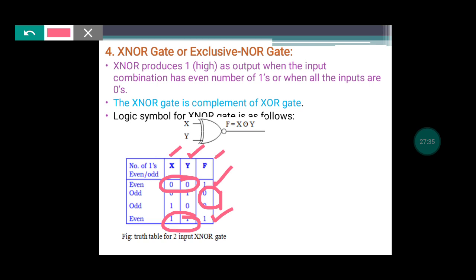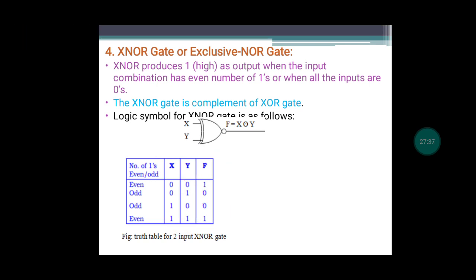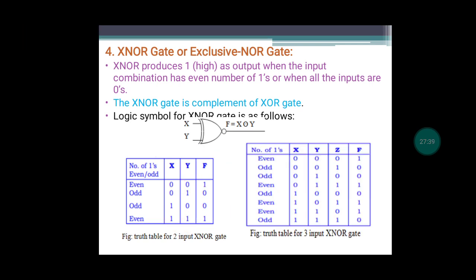Yes, I hope you are getting what I am trying to say. Now we will see the XNOR gate behavior for the 3 input XNOR gate. Which are those 3 inputs here? One is X, another is Y, another is Z. So what is the output signal here? The output signal is F.